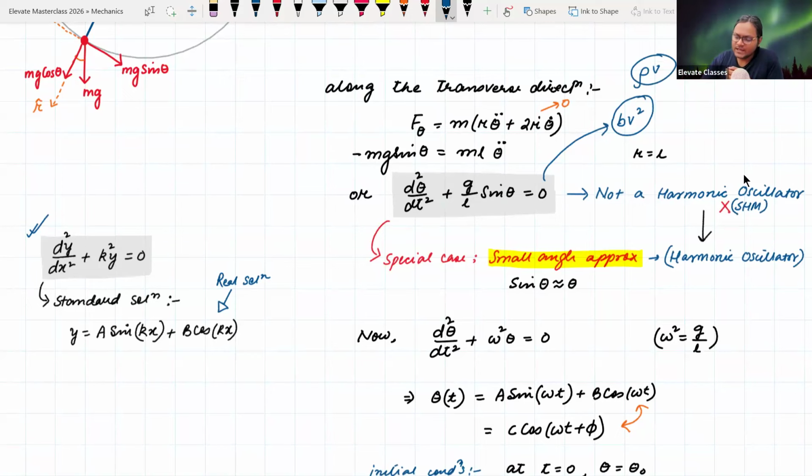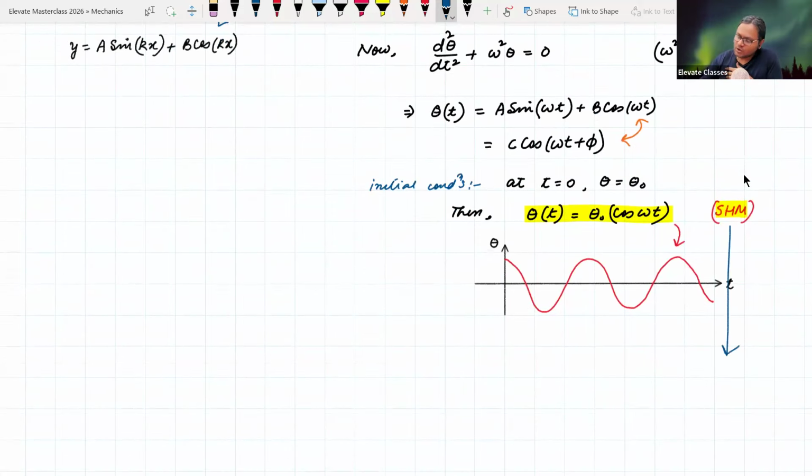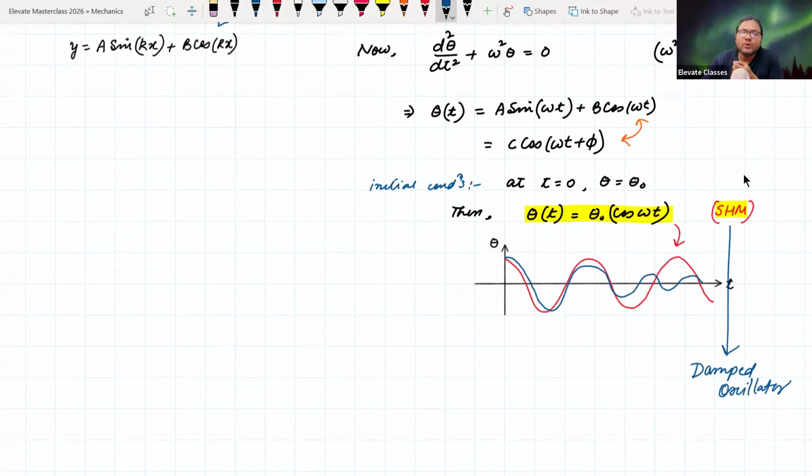So because of that it does not remain SHM anymore. It becomes what is called a damped oscillator. You must have studied the damped oscillator, right? What happens in a damped oscillator? The amplitude gradually decreases. Yes.